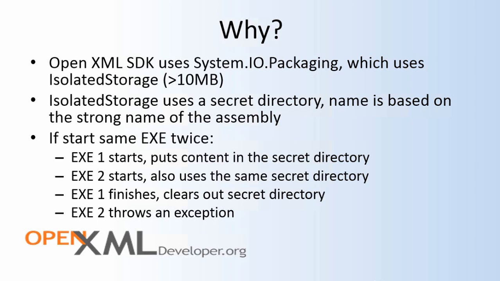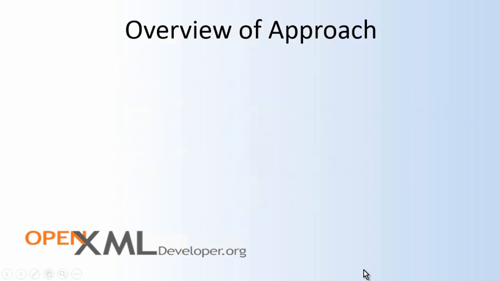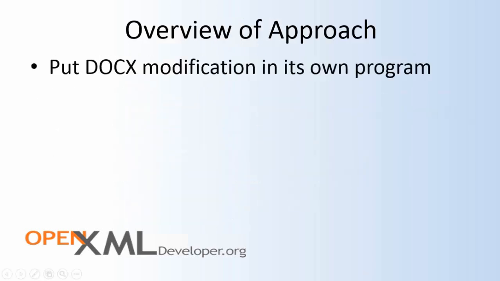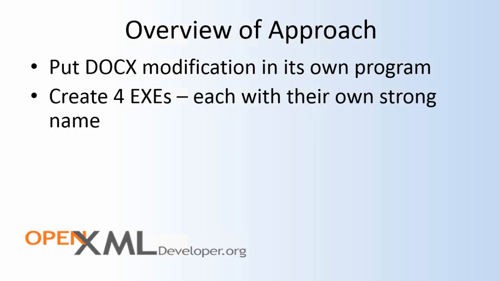There is an approach that we can take to mitigate this. The summary of the approach is that we're going to put all of this code to modify Open XML documents into its own program. By the way, when I talk about docx modification, the exact same issues apply to XLSX modification or PPTX modification. For our 4-core machine, we're going to create 4 separate executables, and we're going to tweak each executable so that each has their own strong name.